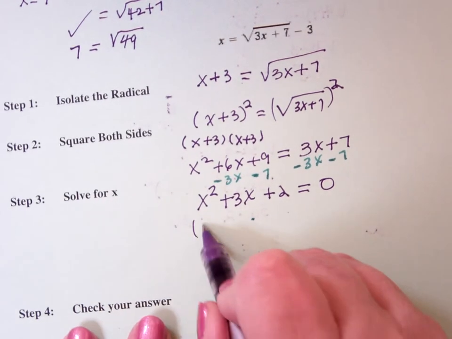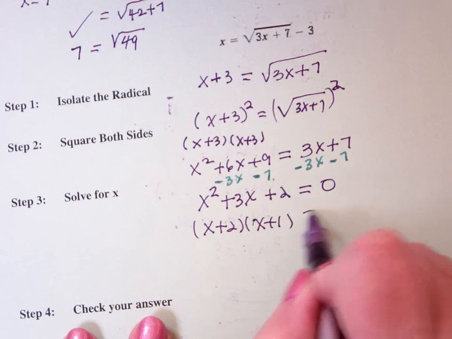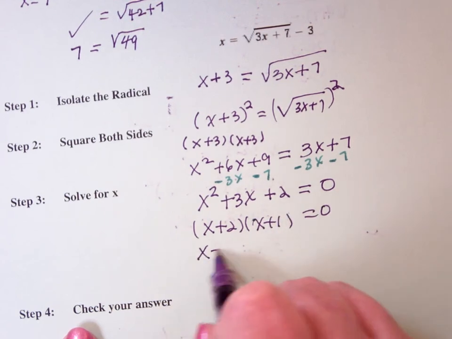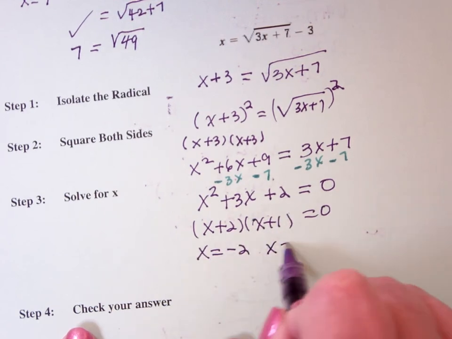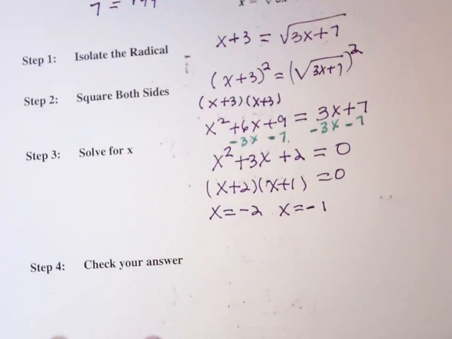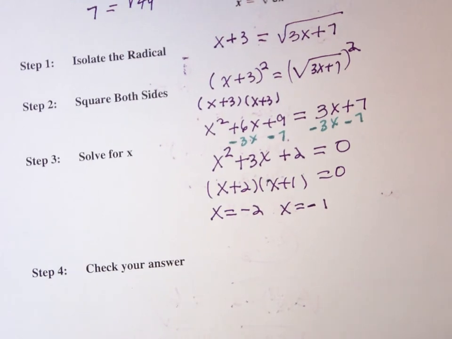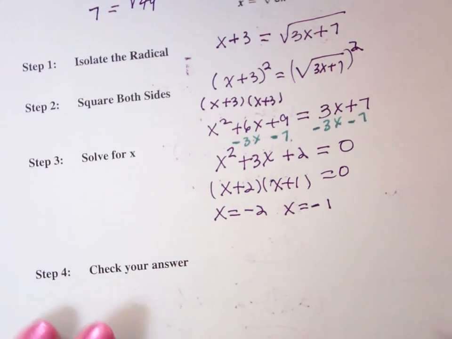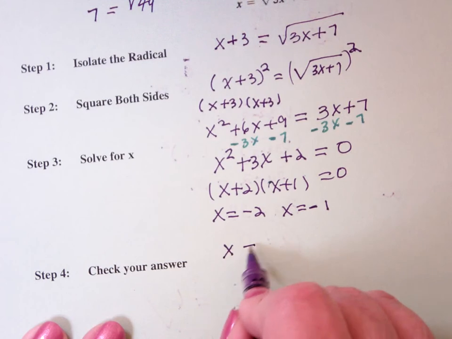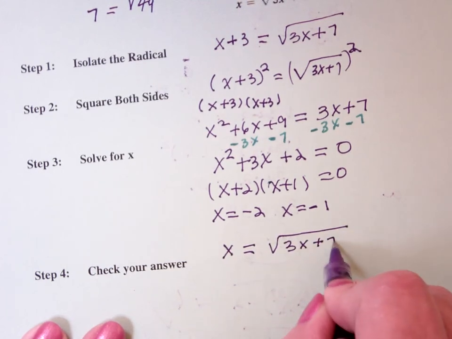And this factors into x plus 2, x plus 1 equals 0. So x is negative 2, x is negative 1. And then you say, well, neither one of them work because they're negative. No, the issue is that the two sides have to be equal. And the original problem is x equals the square root of 3x plus 7 minus 3.